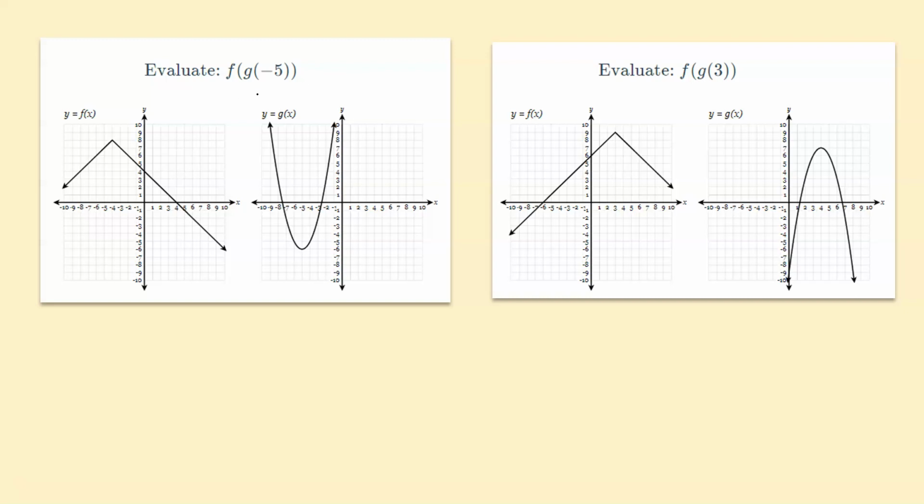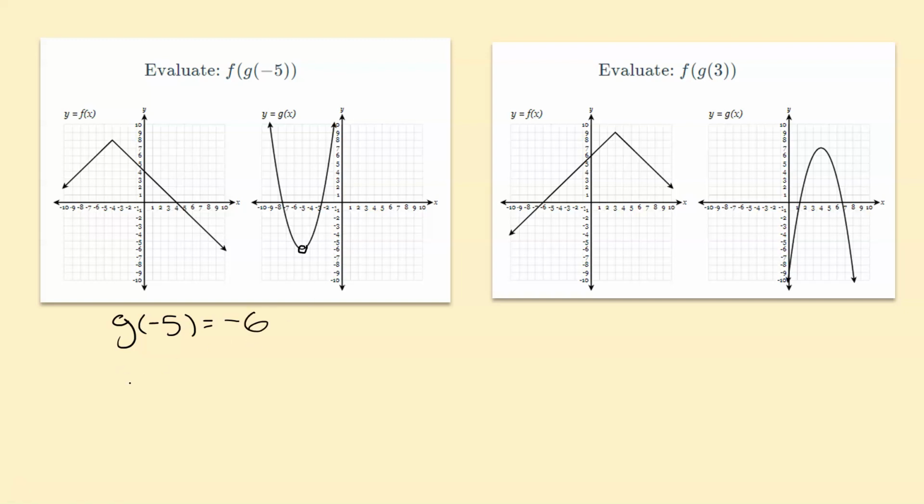It says evaluate f of g of -5. So the first thing we want to do is figure out what is g of -5. We want to start on the inside. So g of -5, that means our input is -5. So that is our x value, -5. So we want to figure out where the function exists at x equals -5. So we go to x equals -5. The function exists down here at this point. That is the only point on our graph that is at x equals -5. So then the output, at that point, the y value is -6.